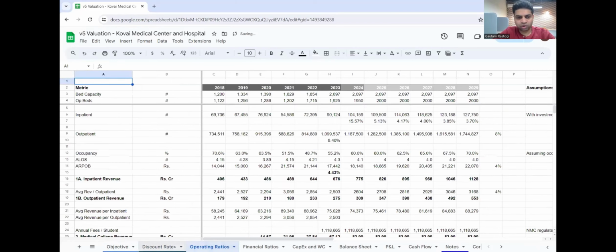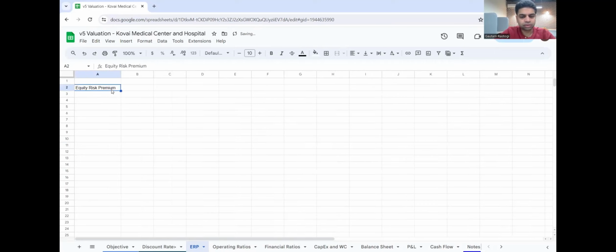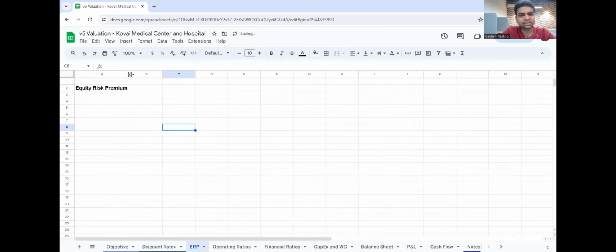Because the discount rate is what we're going to estimate. In our case, the discount rate is the cost of equity. The first thing we're going to estimate is the equity risk premium. So in this tab, let's calculate the equity risk premium, and give it a larger size. We looked at two methods: the historical method and the country rating based method of estimating equity risk premium.